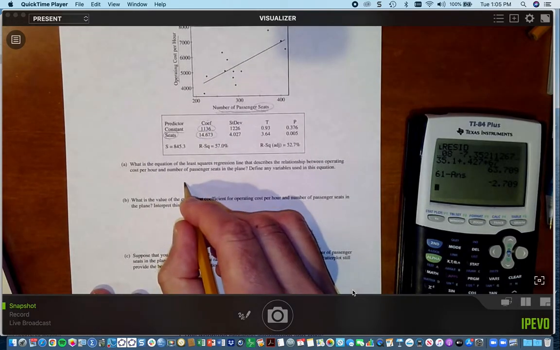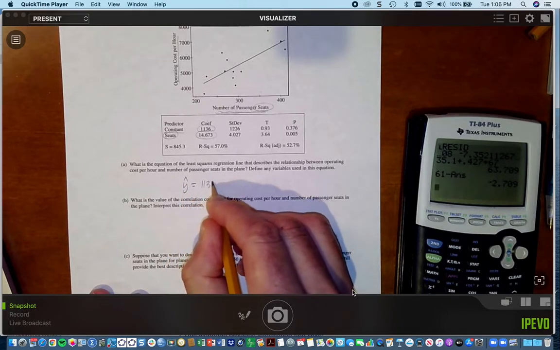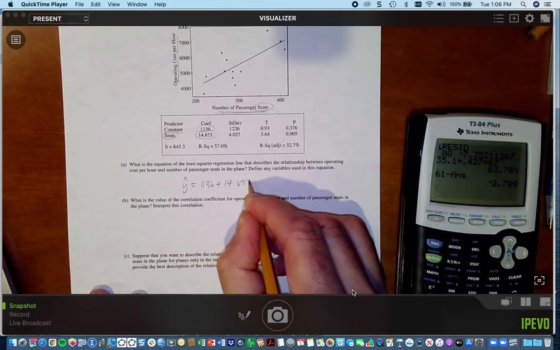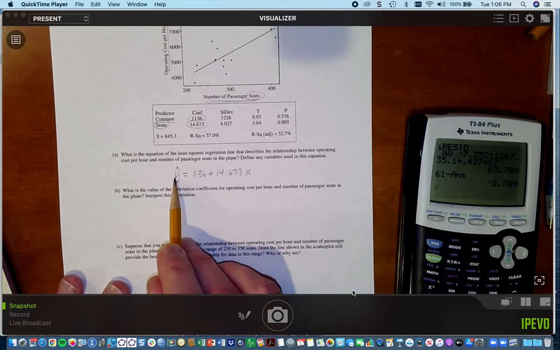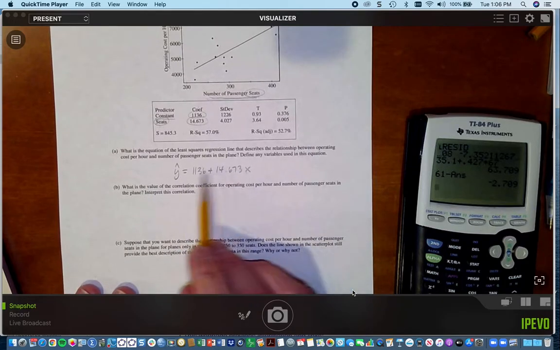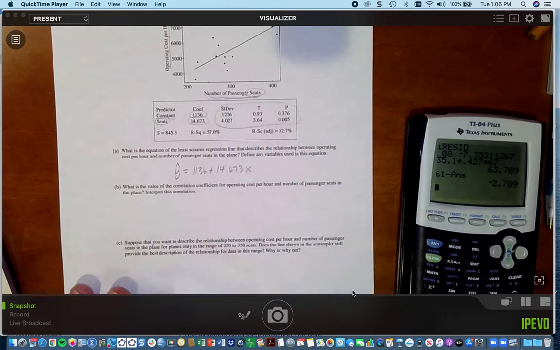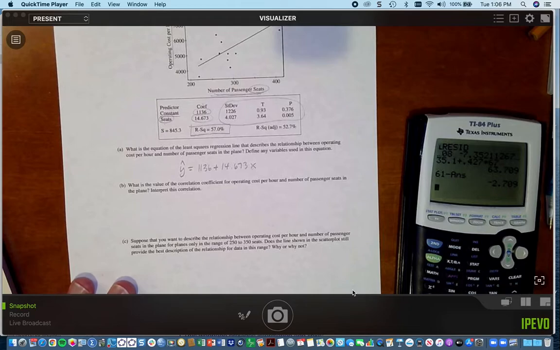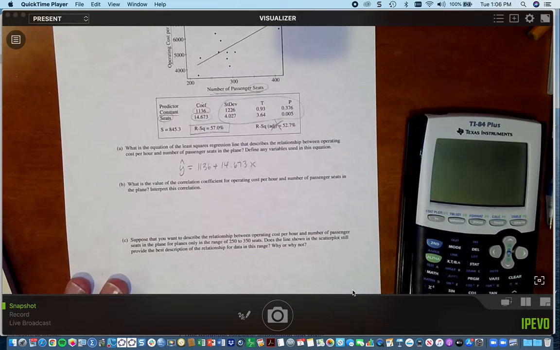So the equation of this least squares regression line is y hat equals 1136 plus 14.673 times x. So x is the number of seats, y is the operating cost. Okay, so that's the equation. You don't need to know how to read this output, and there's a bunch of other stuff here that we're not going to be concerned about yet, but you do notice that they give us an r squared here, and we're not going to be interested in this r squared adjusted.